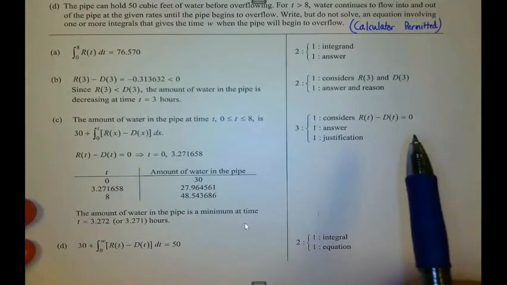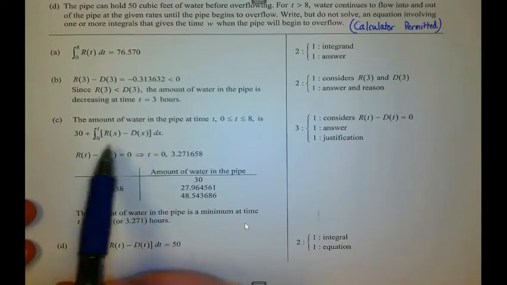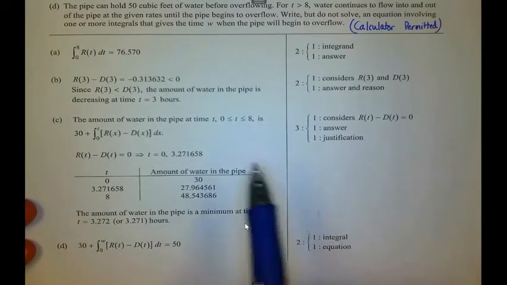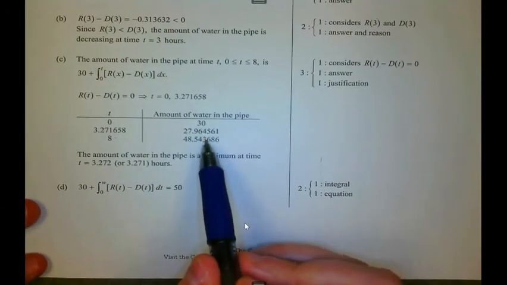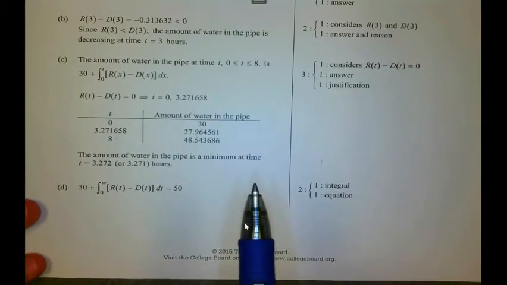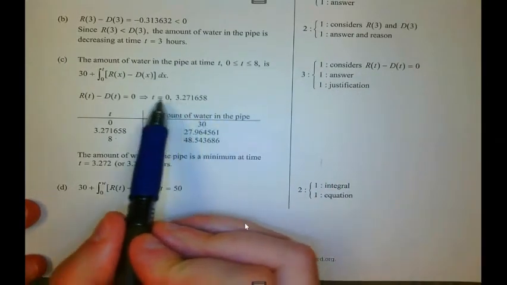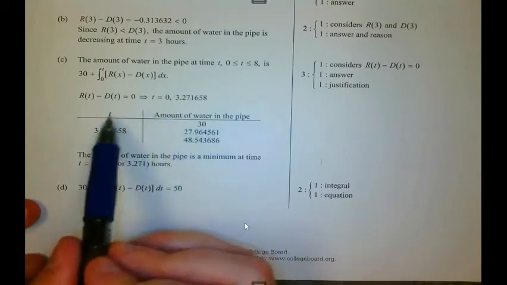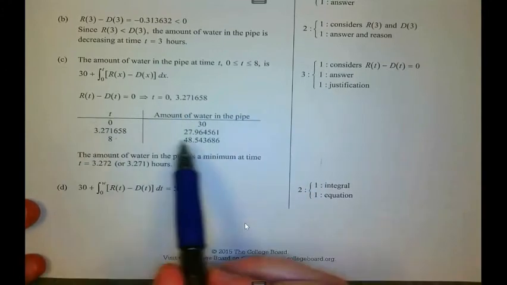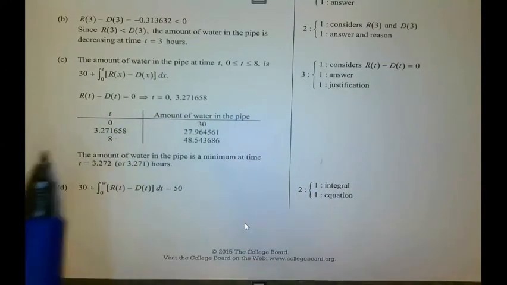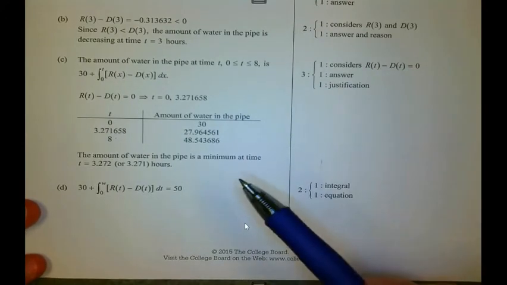Part C, 3 points. Again, consider, that means in some fashion you have looked at this. Maybe you didn't solve it correctly, maybe you did. And then in some fashion, determining which of these results in the minimum amount of water in the pipe. That gets you your 3 points. So this part right here is your justification. I know it has justification last, but this is your justification, doing something equivalent to saying, here are all of the possible values, or here are all the places where this could happen. Here's the one that matters.